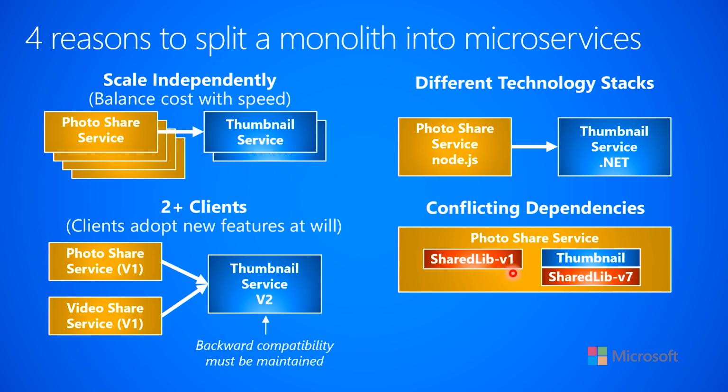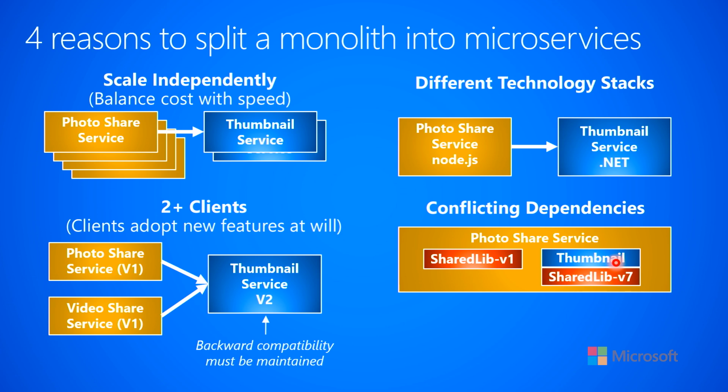So you do have an option of maybe taking the photo share service and having it assume version 7 of the library so we can really merge these two things together in here, but that may require a lot of code changes and a lot more testing than you're prepared to do. Obviously, you can't take this shared library and go back to version 1 of it because the thumbnail probably is using version 7 and requires that. So there's really no good solution for this problem if you keep it a monolith.